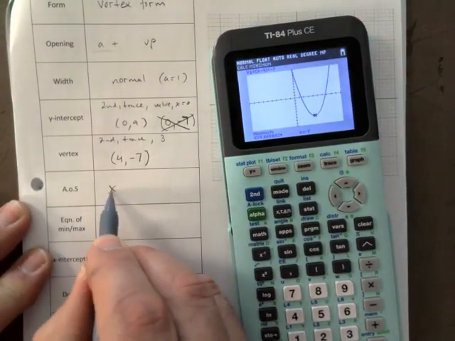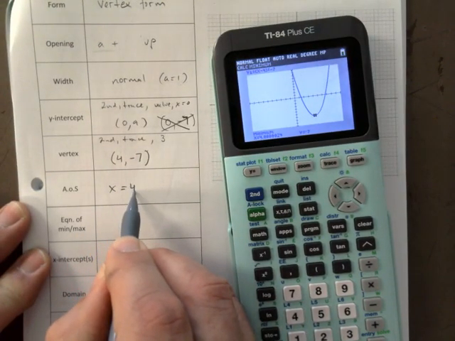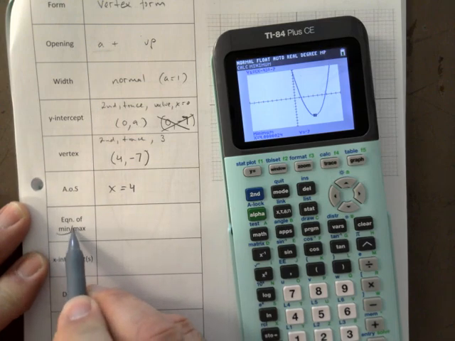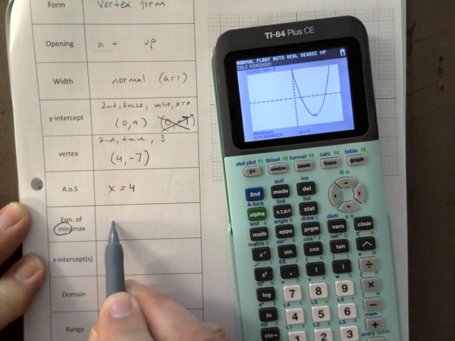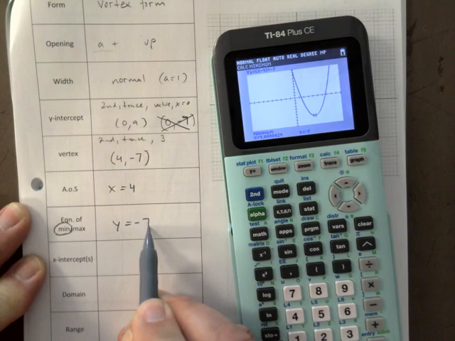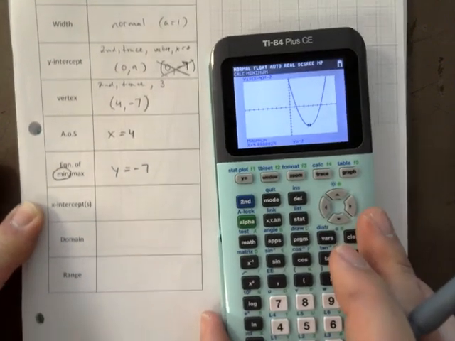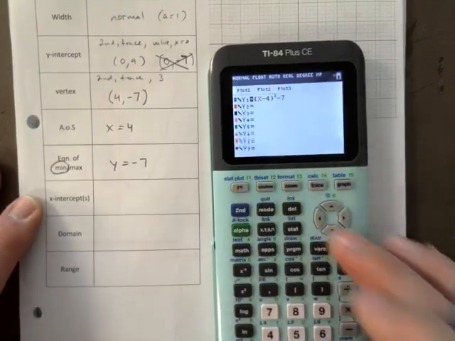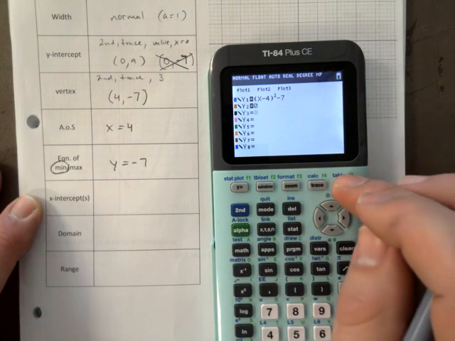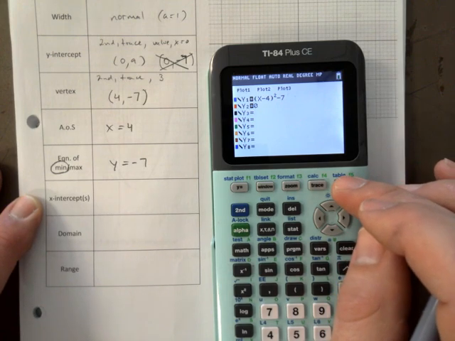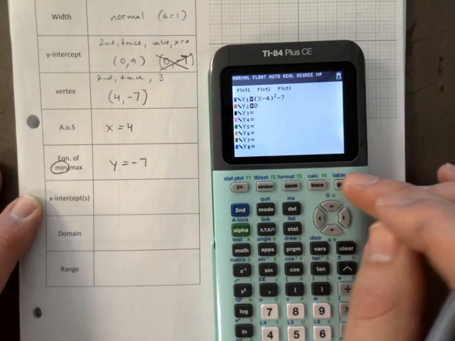Axis of symmetry is easy. It's just x is equal to 4. In this case, it's an equation of the minimum, and that is y is equal to -7. Let's find our x-intercepts. y2 is equal to 0. Every time you need to use your calculator to find stuff, give me the keystrokes.